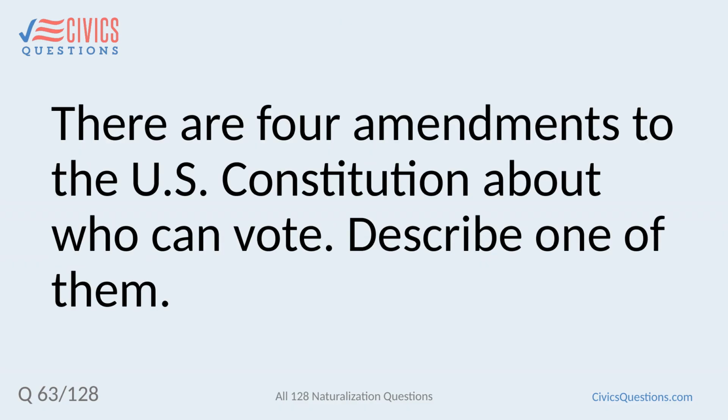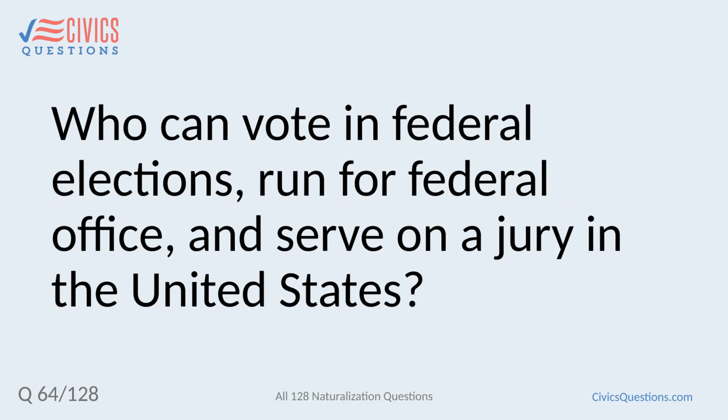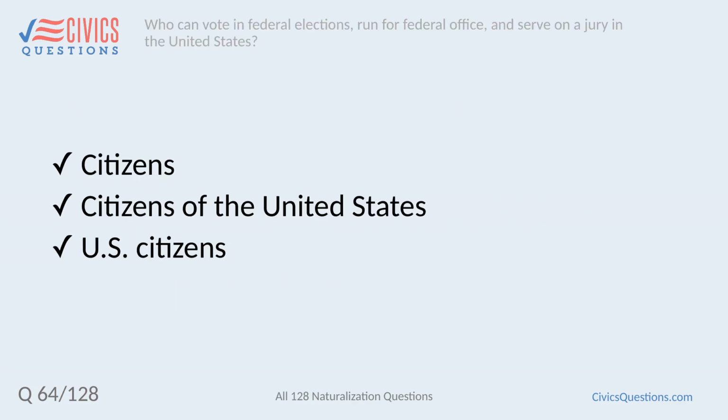There are 4 amendments to the U.S. Constitution about who can vote. Describe one of them. Citizens 18 and older can vote. You don't have to pay a poll tax to vote. Any citizen can vote. Women and men can vote. A male citizen of any race can vote. Who can vote in federal elections, run for federal office, and serve on a jury in the United States? Citizens. Citizens of the United States.